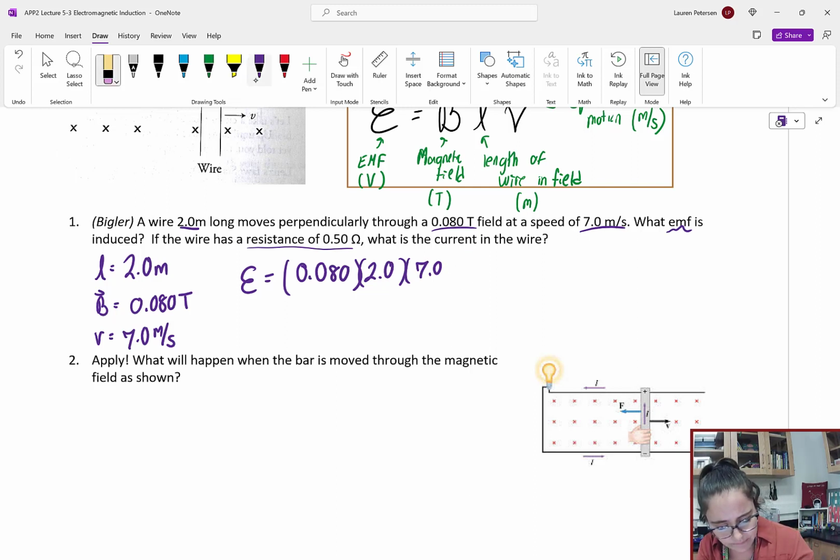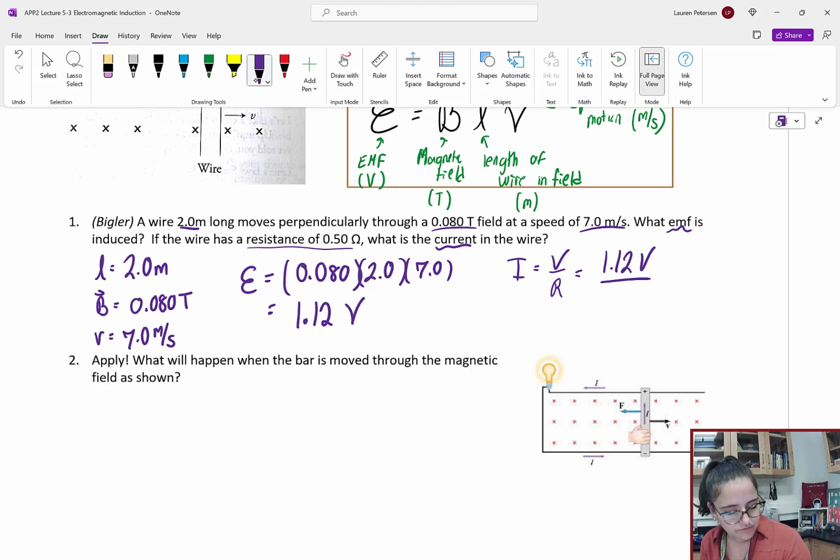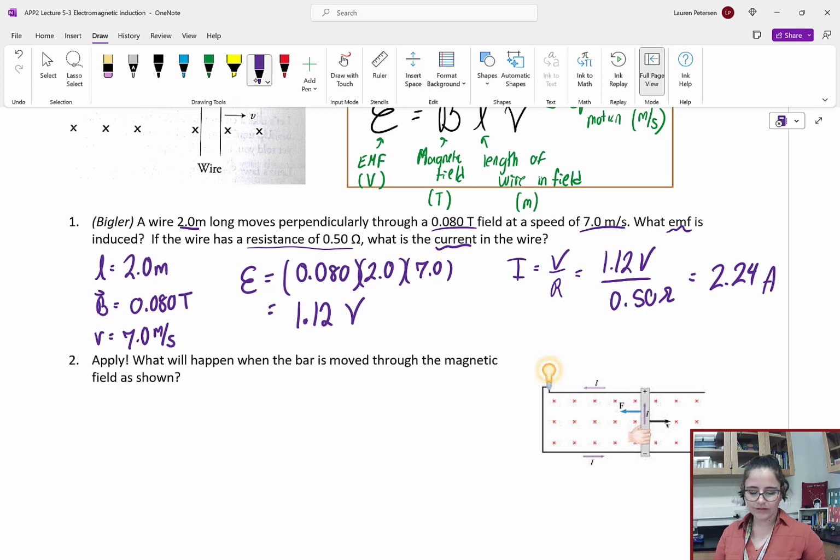Times 7.0. We plug that into our calculator, and we get 1.12 volts. Then we can use V equals IR, solving for current. So current equals voltage divided by resistance, with that 1.12 volts divided by 0.50 ohms, to get that the current is 2.24 amps.